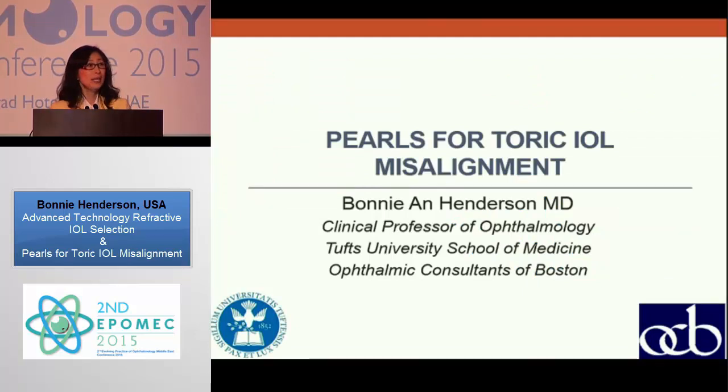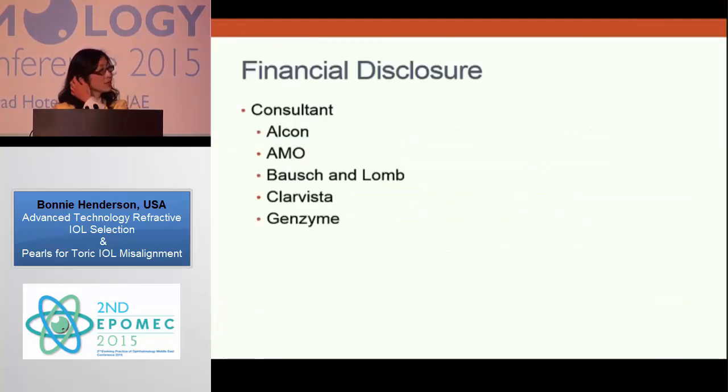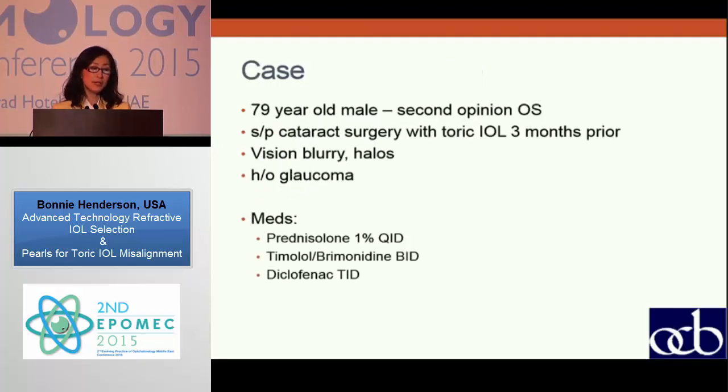All right, so it sounds like most everyone here uses toric intraocular lenses, I believe. And I think the trickiest part is when people come back and the toric has rotated. So I wanted to present a couple little things about what I've learned along the way. So here's a case. This is a 79-year-old man who was referred to me for a second opinion.